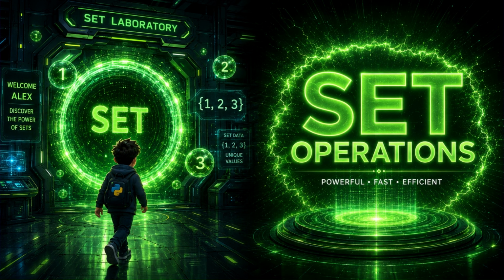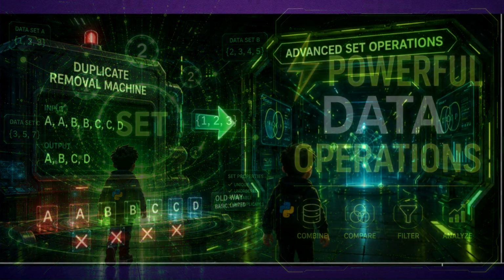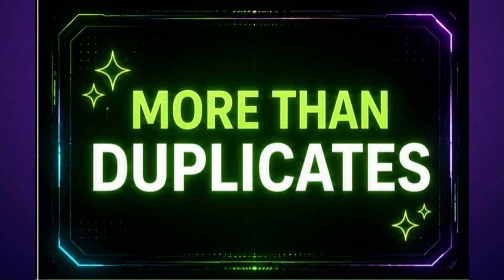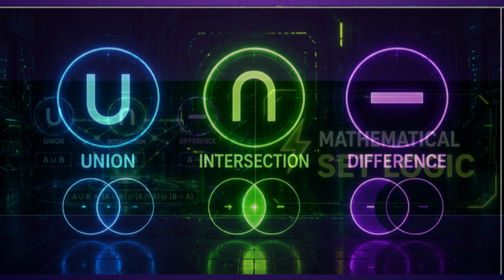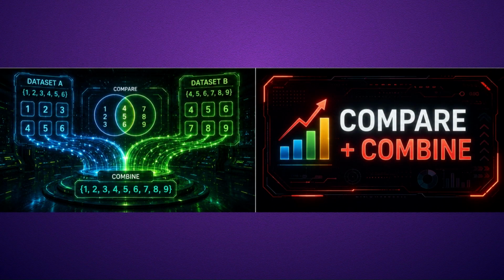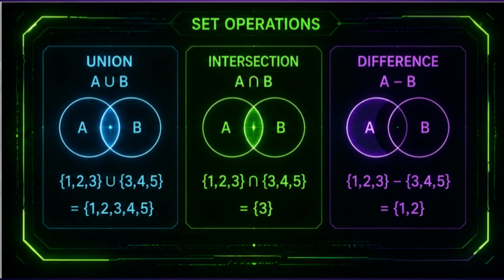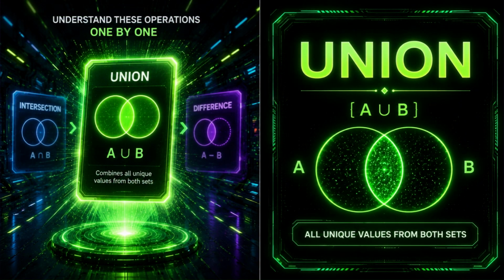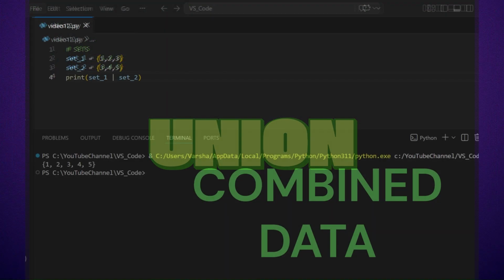Now, Alex discovers what makes sets truly powerful. Sets are not just about removing duplicates. They support mathematical operations, which help compare and combine data in a very efficient way. Let's understand these operations one by one. Union. It is for combining values.